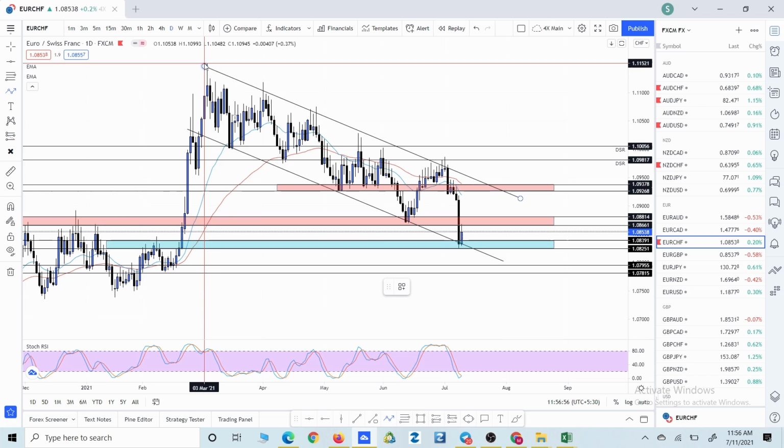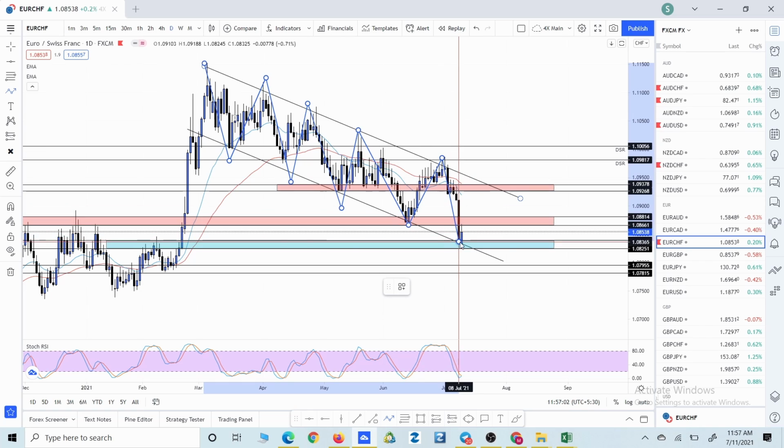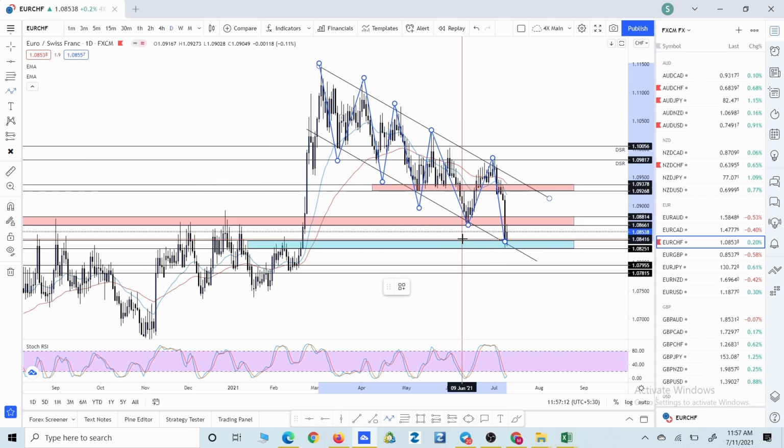So starting from here, we have the low, high, lower low, lower high, lower low, lower high, lower low, lower high, lower low, which is low compared to the previous low. Now what are we waiting for? We are waiting for a lower high.